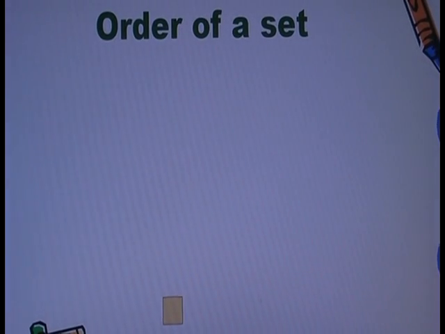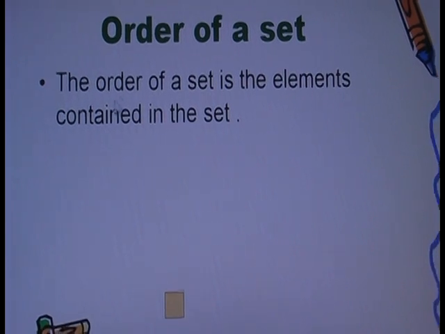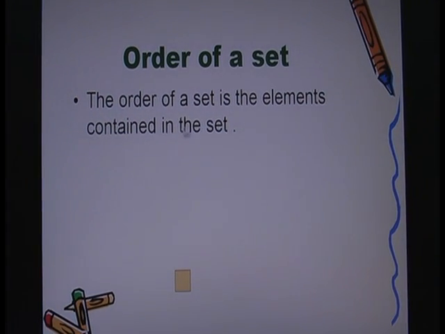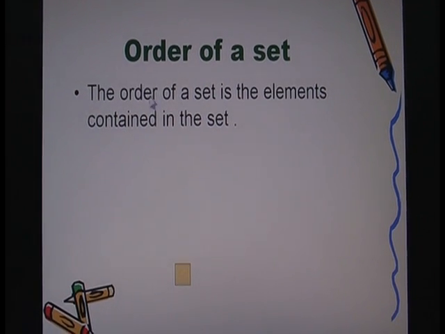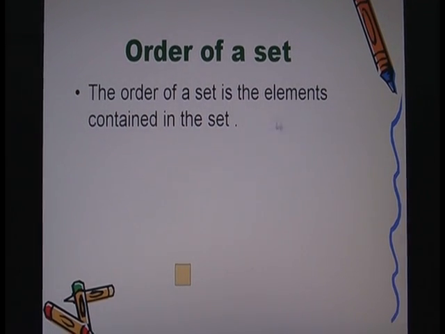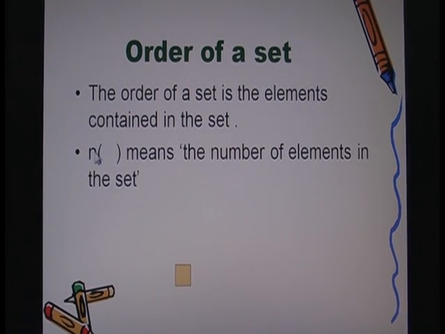Order of a set. The order of a set is the elements contained in the set, or rather, the order of a set are the elements contained in the set. n, where you see these two brackets now, note, normally we have a capital letter between these two brackets, but this symbol means, where you see n and open and close bracket, means the number of elements in the set. So this symbol here means the number of elements in the set.